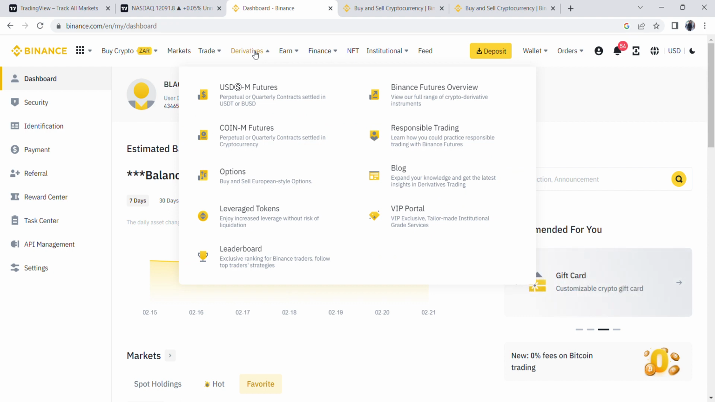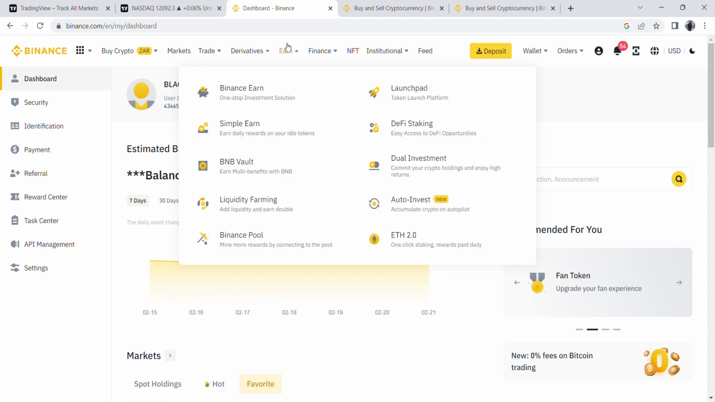Derivatives trading is very, very risky. So I trade derivatives. I don't have a problem with derivatives. I know how to analyze. I know my technical analysis. So you better subscribe. I'm going to be talking about this in the near future. USDM futures, coin M futures, options, leverage tokens. There's also a leaderboard, everything. It's a nice way to make a lot of money with a small amount of movement because I'm on leverage.